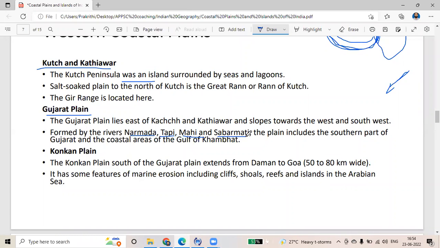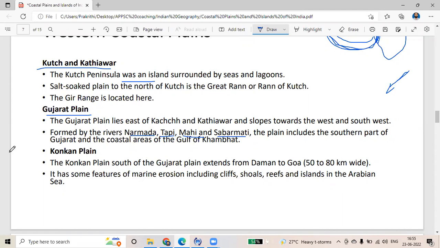We know the Sabarmati Ashram, which is in Gujarat, where Gandhiji started his ashram, and most of the independence work was done at this ashram. In front of it there is a river, that is the Sabarmati river, which is in Gujarat. So the Narmada, Tapti, Mahi and this Sabarmati river have created this Gujarat plain area.